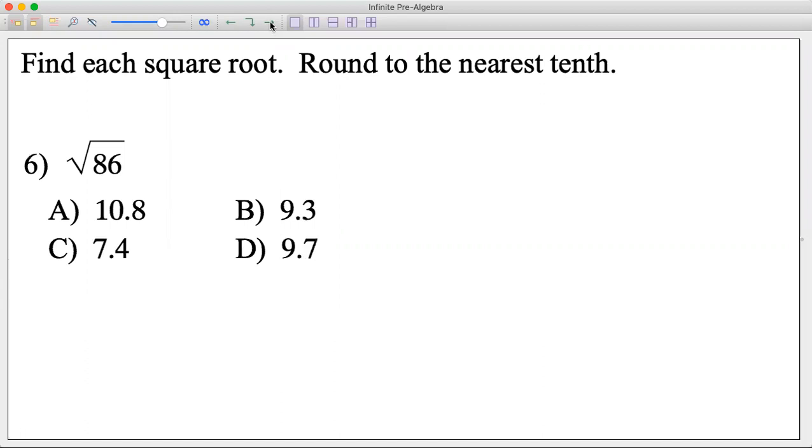All right, the square root of 86. Two perfect squares: 81 and 100. So 9 and 10. Nope, why did I write 6? 80. 81 and 100. That's why. Okay, well, that's 9 and 10. Look at the answers. 9.3.